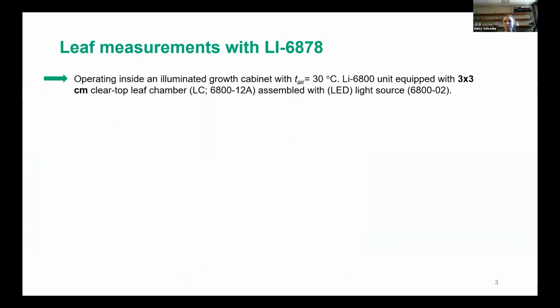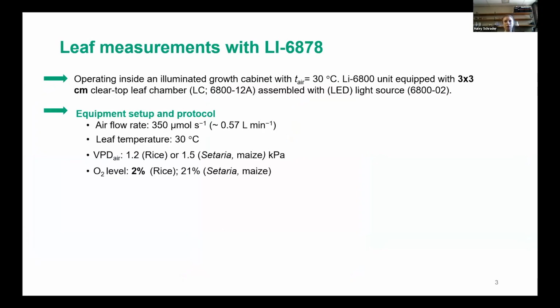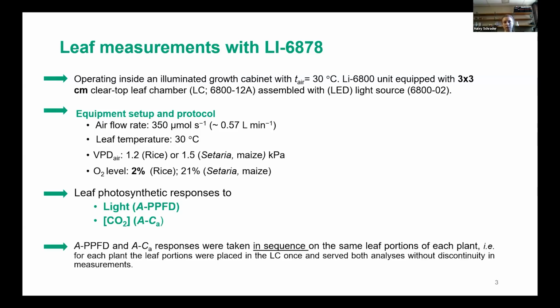So we took our measurements, like I mentioned, inside a growth chamber in the lab with a temperature of 30 degrees Celsius using the 3x3 chamber. For our standard conditions, I will note that our Setaria viridis and maize data was taken at 21% oxygen, while the rice data was taken at 2% oxygen to minimize photorespiratory conditions. We were interested in measuring leaf photosynthetic responses to light and CO2 with this new equipment, and I want to note that the measurements were taken in sequence, with the light response curves followed directly by the CO2 response curves.